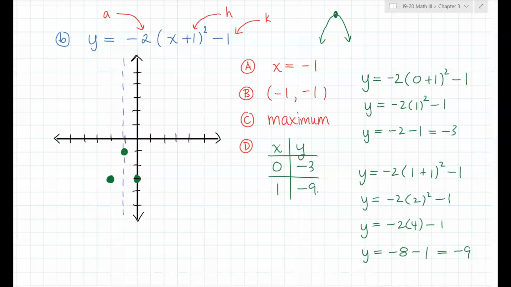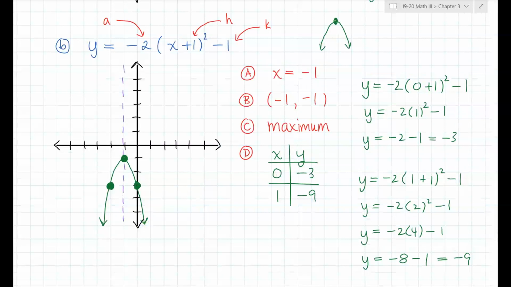But again, I don't have enough room, and that's okay. But you always want to try to do at least 2 points. Once you do that, you just connect your dots like this as best you can. And there you go. You have your graph.